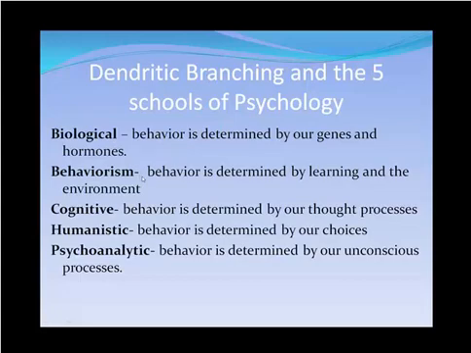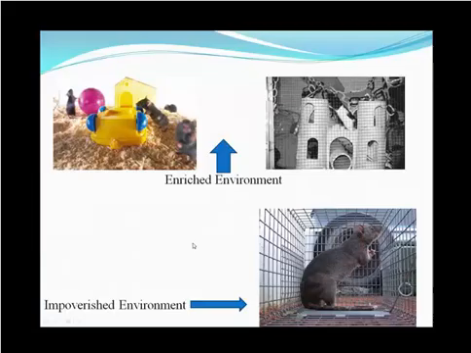Behaviorism says it's determined by learning in the environment. Let me show you this study. I want you to picture 2 groups of rats. One group of rats, when they are born, are put in an environment that's very stimulating. You've got a ball, a little toy car, here's another stimulating environment. They've got a little castle, lots of things, and they're all together. All the rats are together.